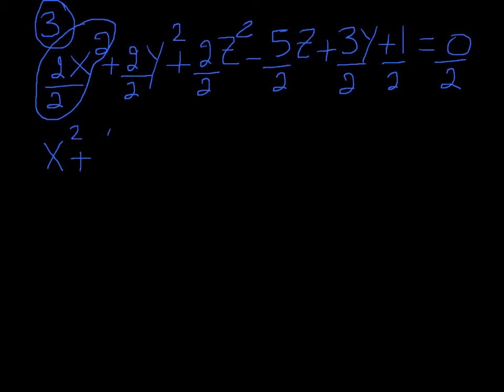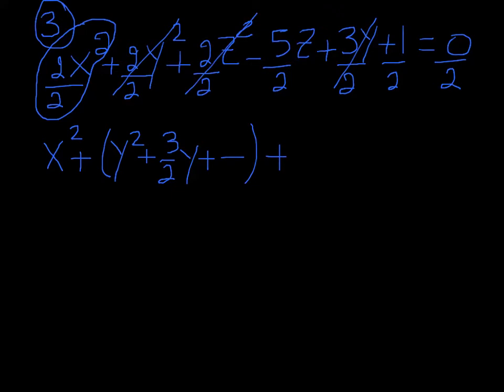Now I'm going to move on to the y's. This is a term that has a y squared in it. This is a term that's 3 over 2y. I'm going to leave some room to complete the square. The z's. This term has a z in it. I'm going to put it in here. That's a z squared. This is going to be negative 5 over 2z. And I'm going to leave some room to complete the square.